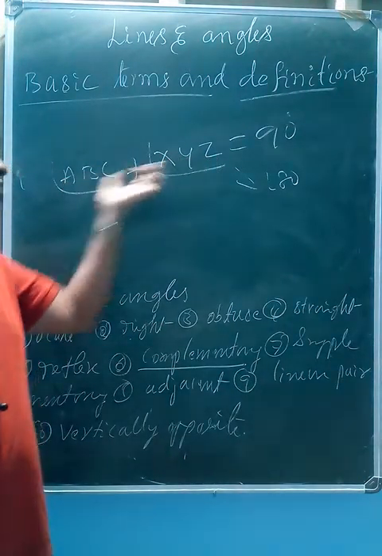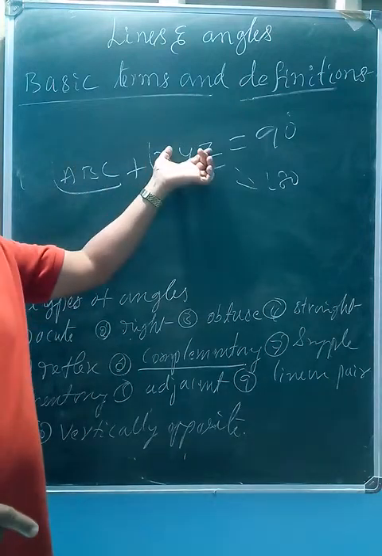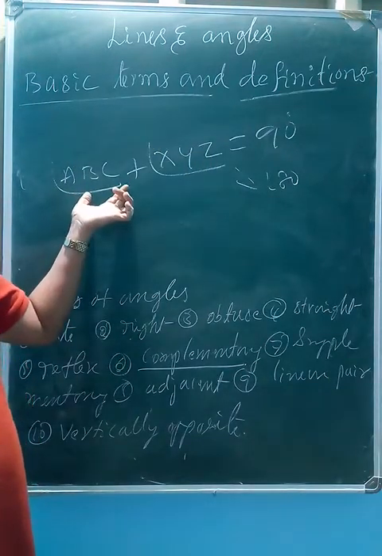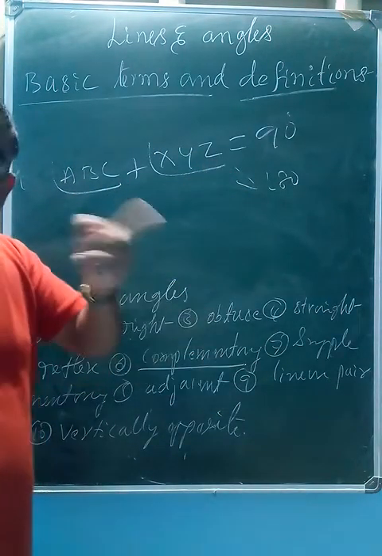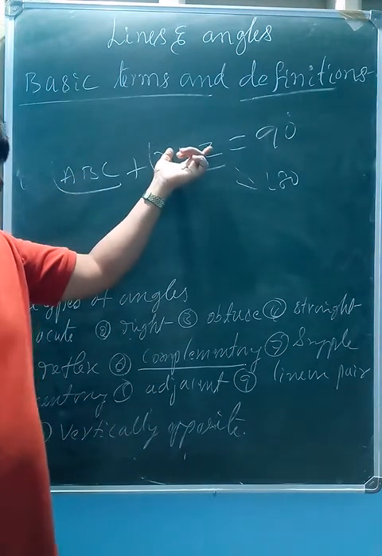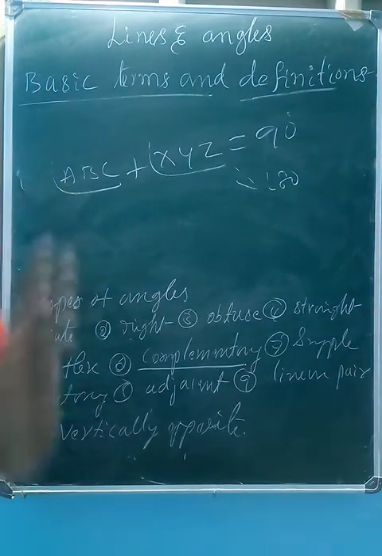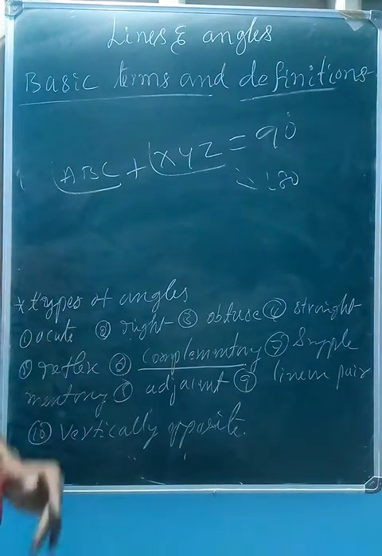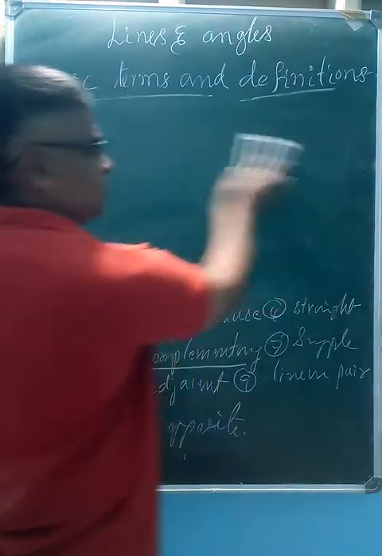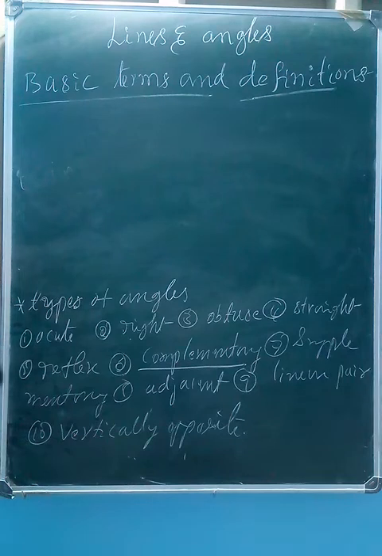Imagine these two are complementary. If it is 50, what is this one? 40. Okay, complementary of 50 is 40. So supplementary means 180. Suppose it is 130. What is the measure of this one? 50. Okay, the sum of any two angles equal to 90 is complementary. The sum of any two angles measuring 180 are supplementary. Okay, you have to write the definition in your notes. It is available in the textbook.